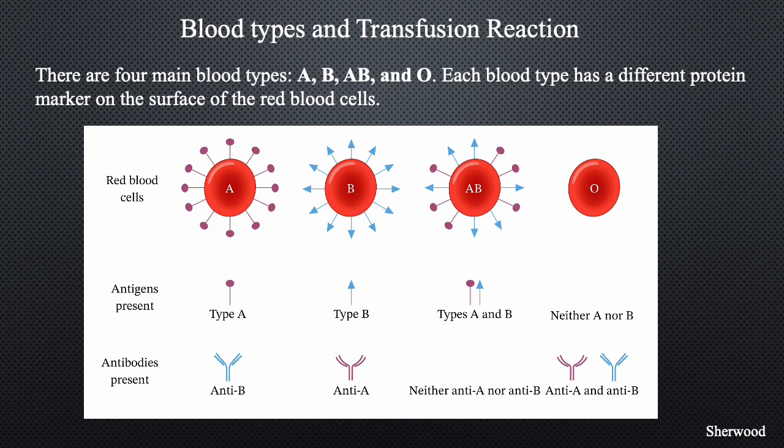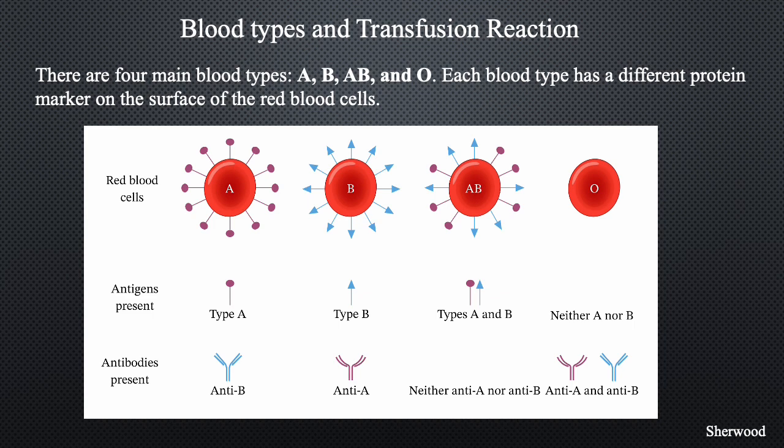Type A blood carries A antigen on its red blood cells. People with type B blood have the B antigen on their blood cells. People with type AB have both A and B antigen on their red cells. O blood has no A or B antigen on the red blood cells.